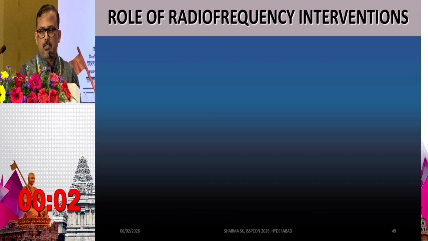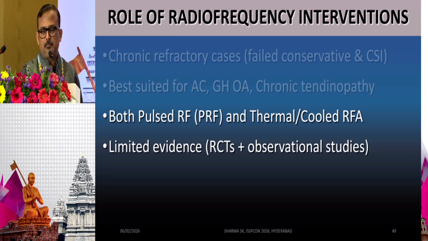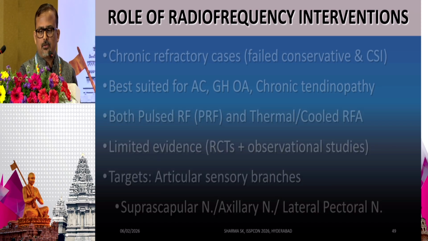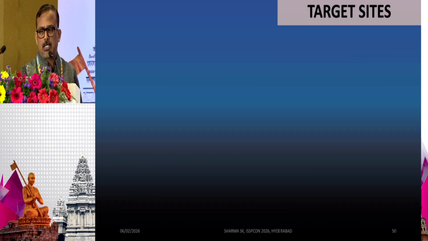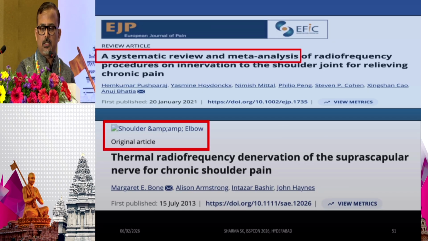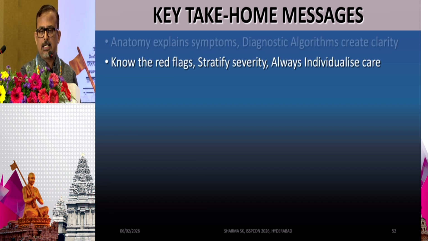Everything is mentioned here. Role of radiofrequency, basically it's all three, pulsed, thermal and cooled, all have limited evidence though. And the targets are three, which are suprascapular, axillary, and the lateral pectoral. These are my references. So the keynote take-home message is: anatomy explains the symptoms, diagnostic algorithms create clarity, know the red flags, stratify severity, always individualize care.